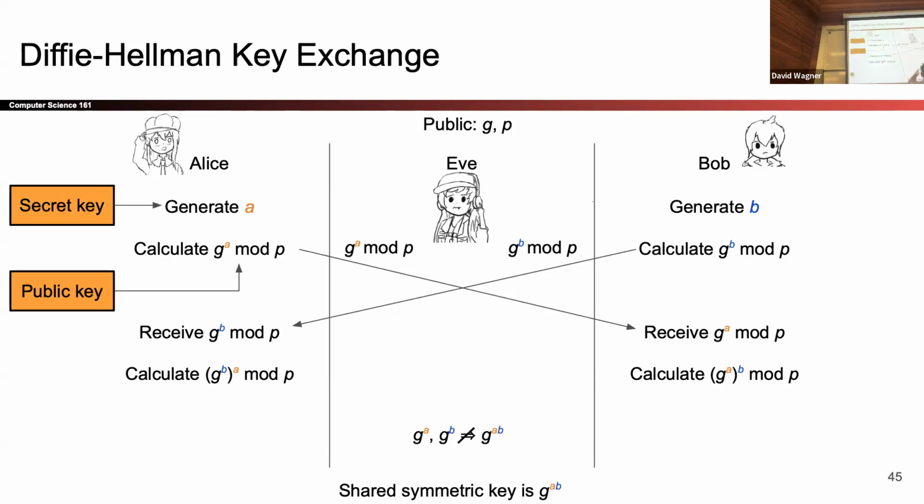She could take G to the A and try to figure out what A was, but that's the discrete log problem, which you said there's no known algorithm for. So there's no known way to back out what A must have been, given what G to the A is. And similarly, there's no known way to back out what B must have been. So as far as we know, there's no way that Eve can predict what final number they end up with. Therefore, after Alice and Bob have finished this process, they can use that final number as an AES key, a shared key that is known to both of them, but not known to the eavesdropper.